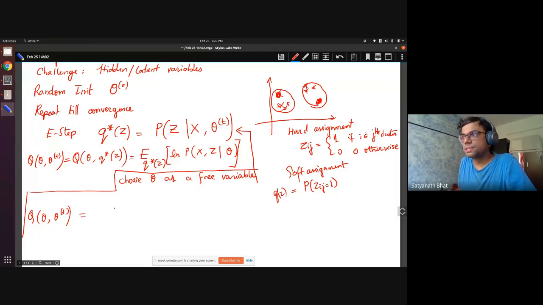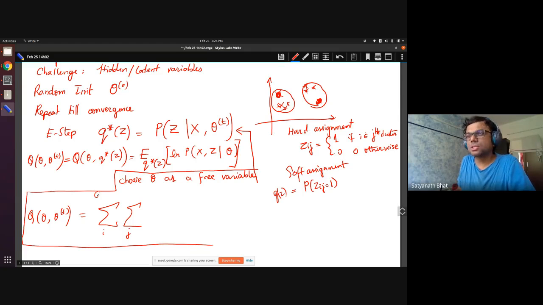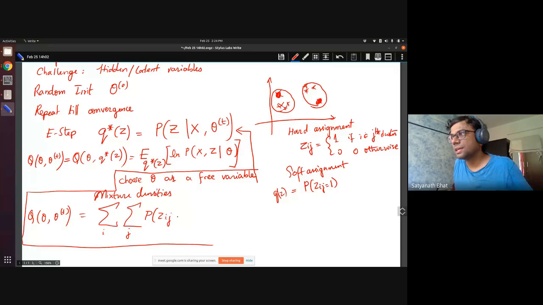So this is going to be sum over i, sum over j. Whatever I'm writing is for the Gaussian mixture, or mixture densities. For other problems, it will have a different formulation. So here I will have P of Zij equal to 1. What is the probability that Zij equals 1? This is what I have computed here, given by Q star. This is that number here.